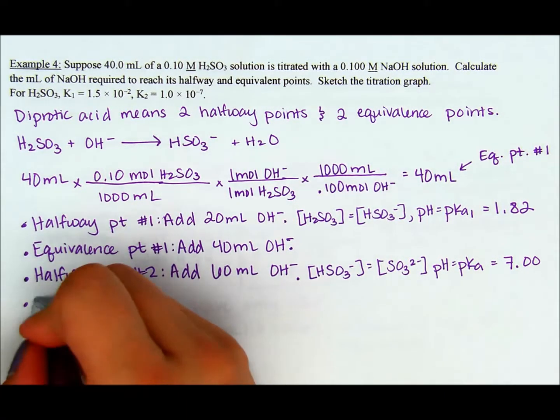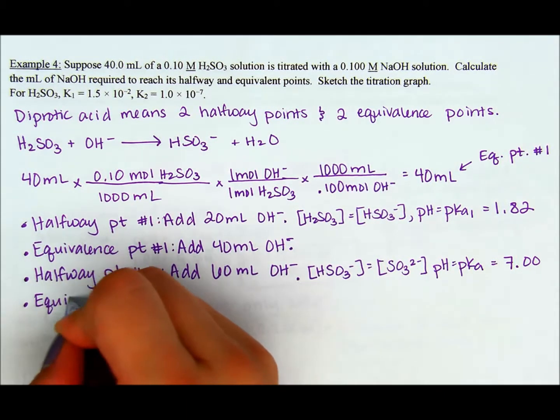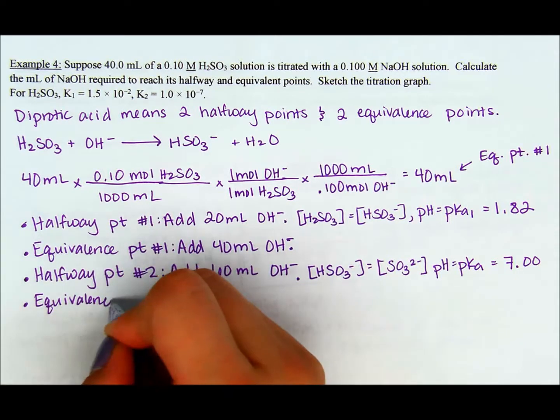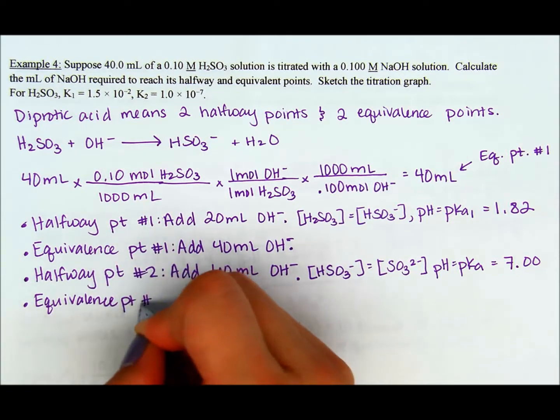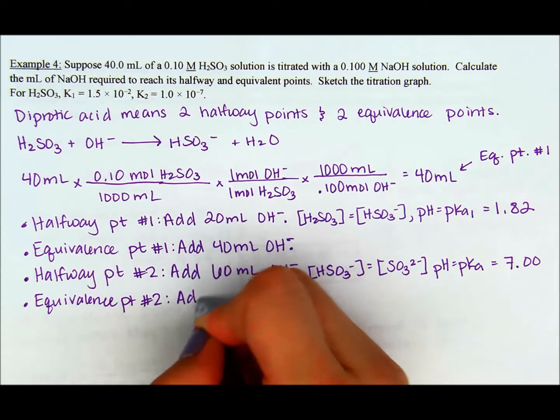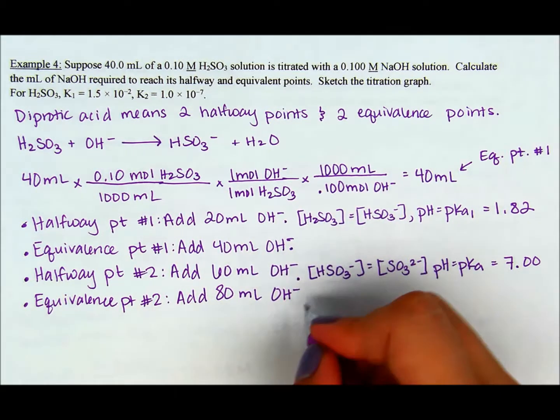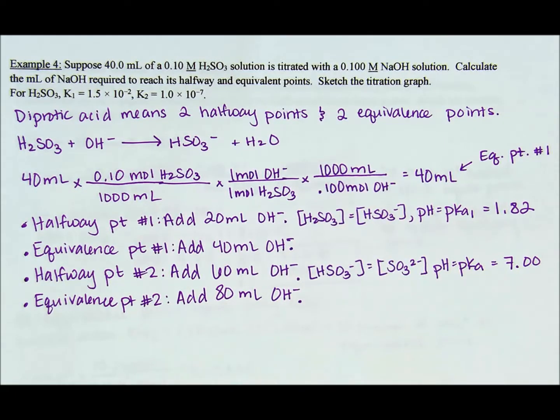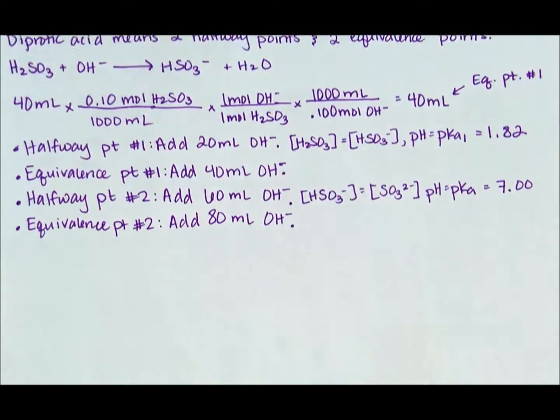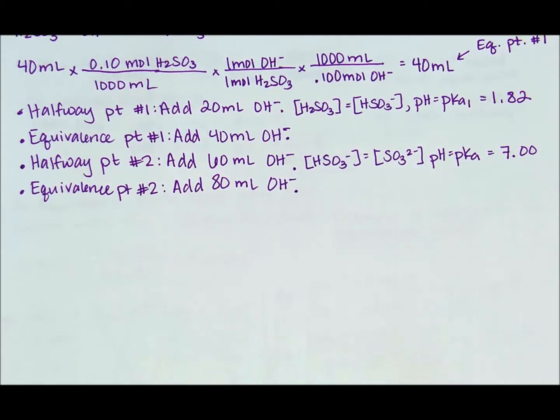The last equivalence point, I'm sure you can guess how much we need to add. Add 80 milliliters of OH minus. And again, I'm not going to calculate my pH there. You could do that if you wanted, but you don't have to. So the pH of the equivalence points aren't calculated. So the last part of the problem asks us to sketch this titration graph. So I'd like you to pause the video and go ahead and sketch the titration graph.